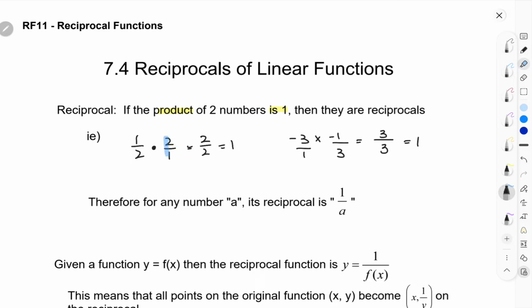So notice all I do is flip my fraction and keep the sign the same. A reciprocal does not swap the sign. I need those signs to cancel out to become +1. So for any number a, its reciprocal is 1 over a. And if I already have a fraction, 2/3, its reciprocal is 1 over 2/3, which is 3 over 2. It's that kiss and flip idea.